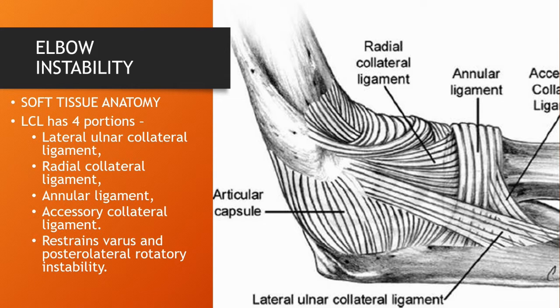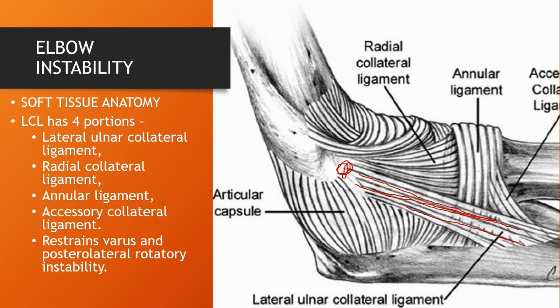Now, on the other side of the elbow, the ulnar collateral ligament is a little bit more complex anatomically. This one is composed of four portions. The lateral ulnar collateral ligament, which is depicted here by this longitudinal bundle here. Again, all originating from the lateral epicondyle here.